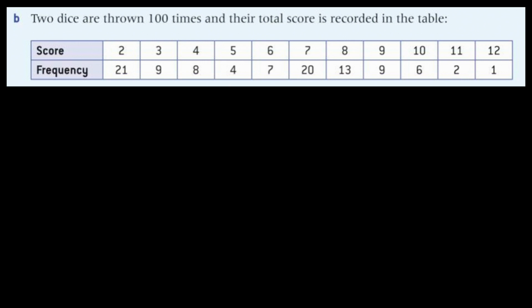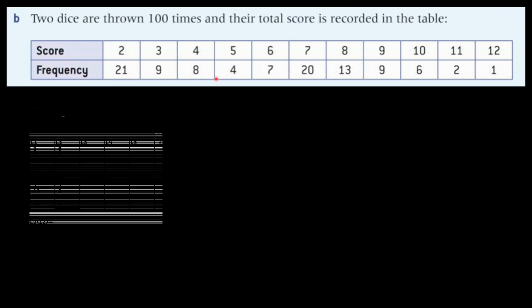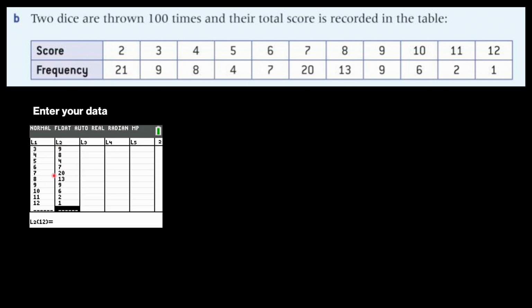All right, so here's the next part. Two dice are thrown 100 times and their total score is recorded in the table. So we have dice. You can roll anywhere from a 2 to a 12 if you have two dice, and it shows how many times each number was rolled. So we're going to enter our data into our list.